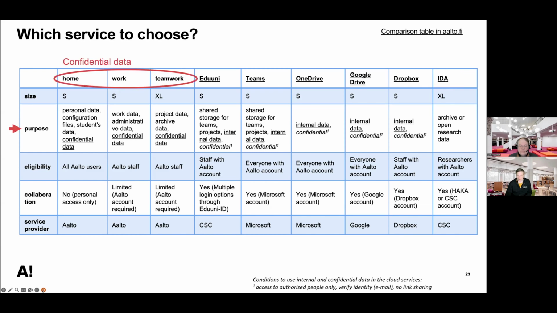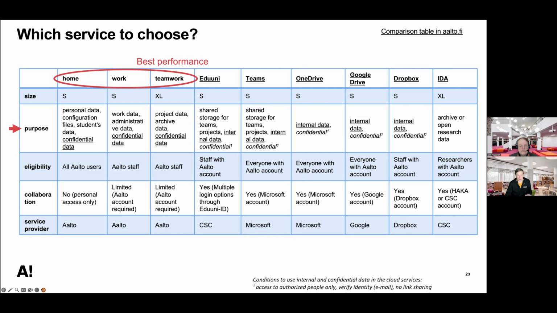And for the purpose, there are different services: something that is good for sharing, something that is good for confidential data. Home directory and Teamwork are good for keeping the data confidential. It's only for the Aalto group, and they will also give you the best performance in terms of access speed. So the data is closer than it would be in the cloud, so that will make the software and everything work more smoothly.